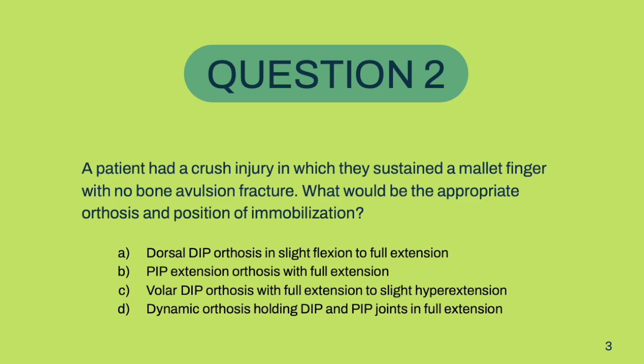Question 2, correct answer is C. We want to position the DIP in full extension to slight hyperextension. If it is a bony mallet, it should be full extension, not hyperextension.